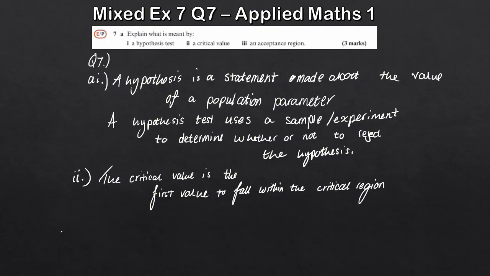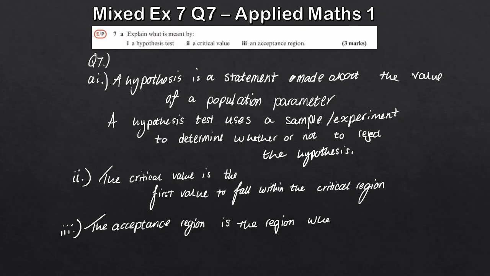And then finally, an acceptance region. Again, nice and easy here. What is an acceptance region? So the acceptance region is just the region where we actually accept the null hypothesis. So that's the key fact, it's the null hypothesis. So the acceptance region is the region where we accept the null hypothesis. Okay, and that's it. Definition is done, as dull as they are.